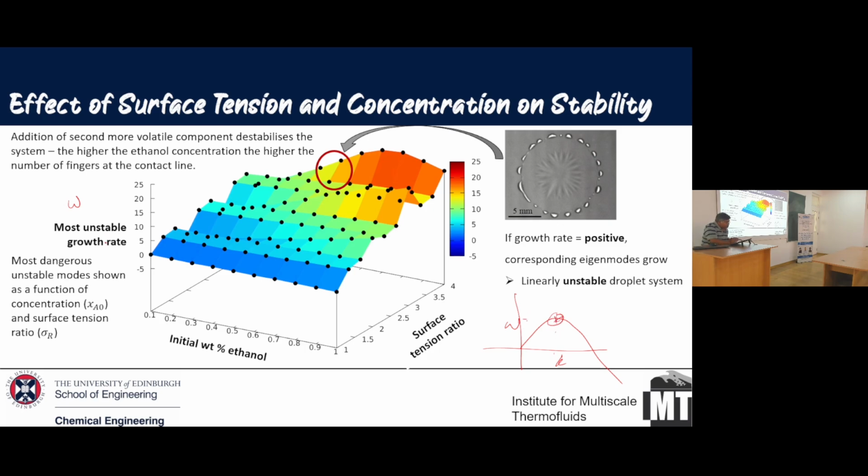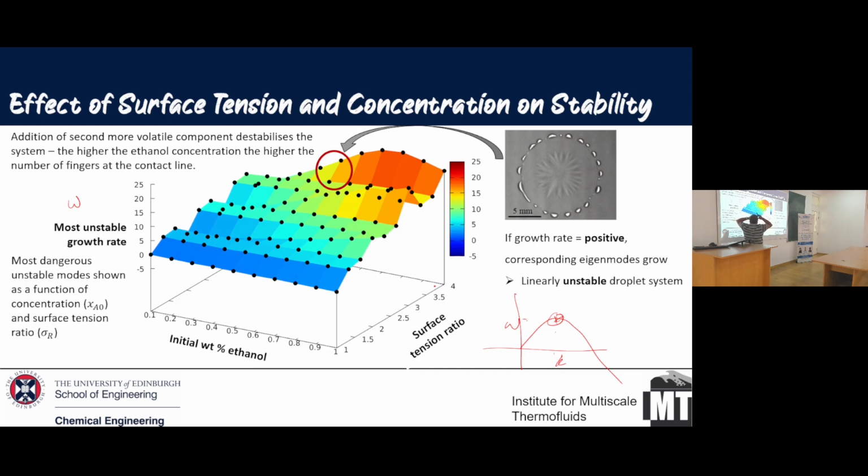And what I'm plotting is the most unstable growth rate here. So I've frozen this in time for various concentrations and for various surface tension ratios. And what you'll find is you'll get the surface plot. Most importantly, it shows that if you increase your concentration of ethanol, you increase the growth rate. Again, if you change the surface tension ratio between the fluids, you would also. So, in other words, if you increase your most volatile component concentration, you increase the growth rate. If you increase the surface tension ratio, you also increase the growth rate. Okay, so this is something which we get from quasi-steady stability analysis.